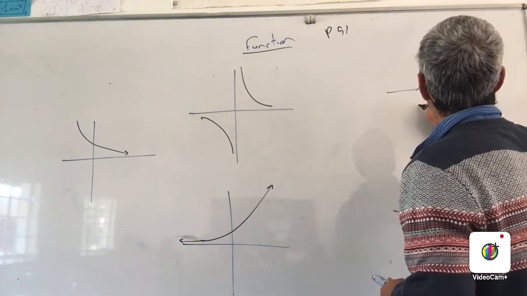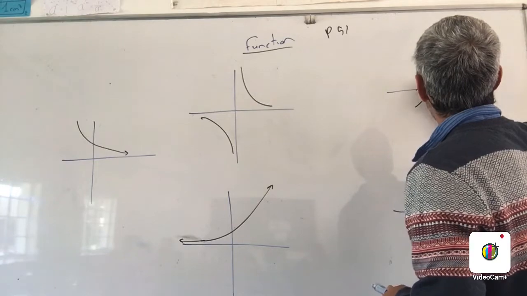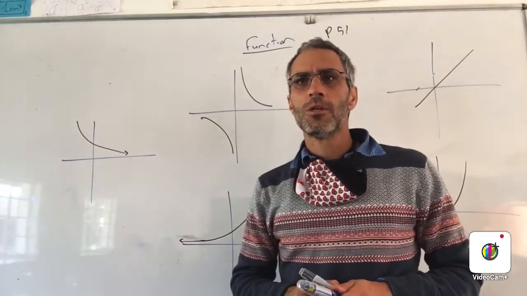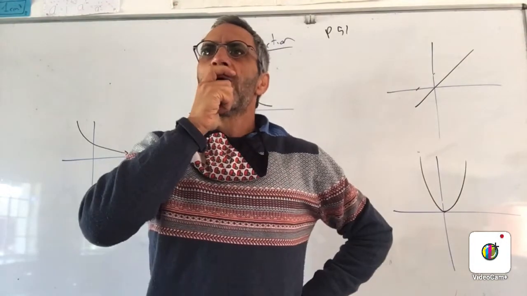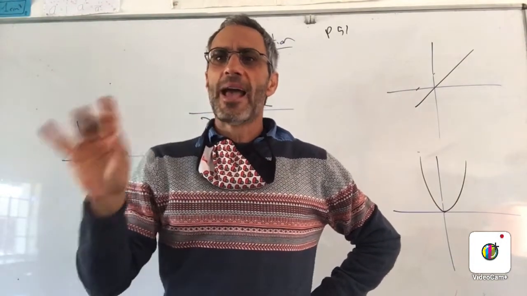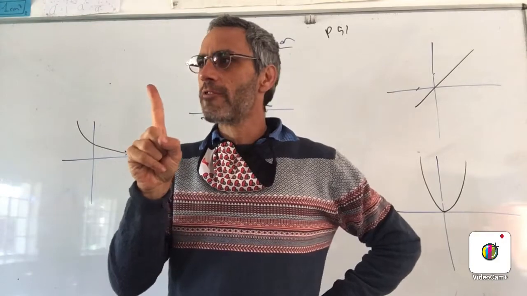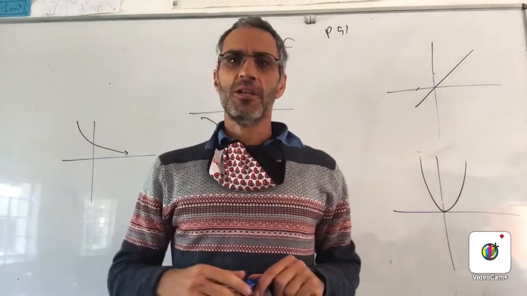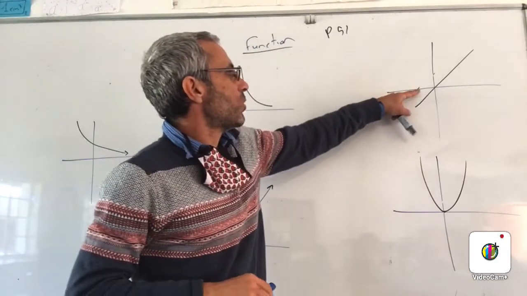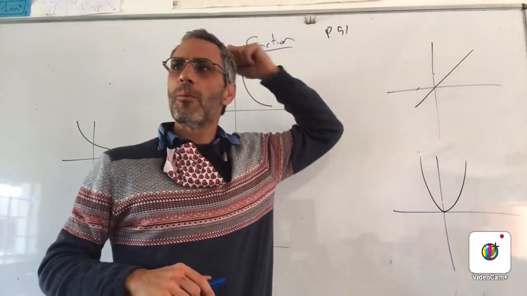I'm dealing right now with what we call mother graphs. Each family has one graph. We call it the mother graph, and all the other versions of that graph come from it. So we'll start with this one, the straight line. Anyone remember what that is called?